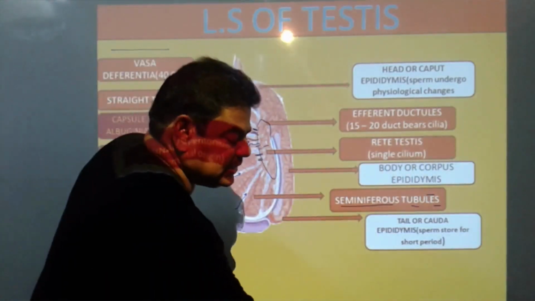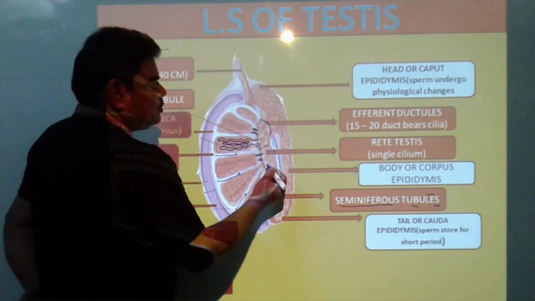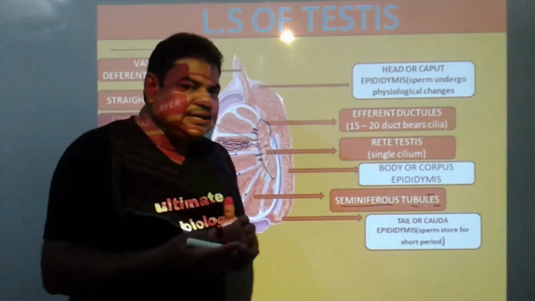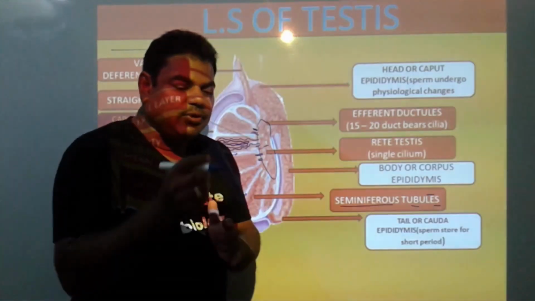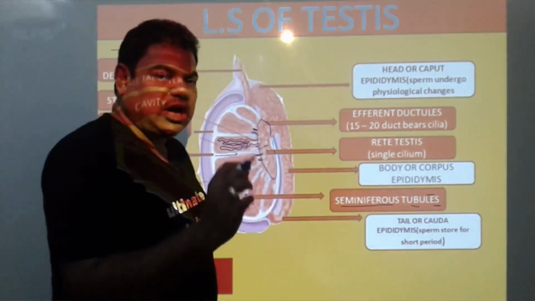In the rete testis, the tubes have an inner lining made up of cuboidal epithelial cells, and from these cuboidal epithelial cells a single cilium emerges.